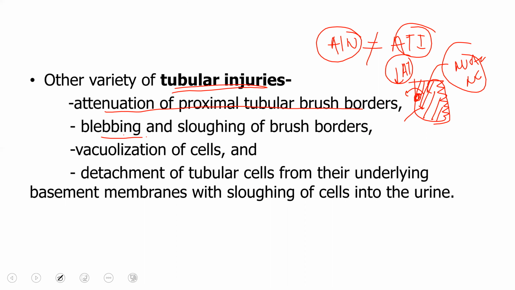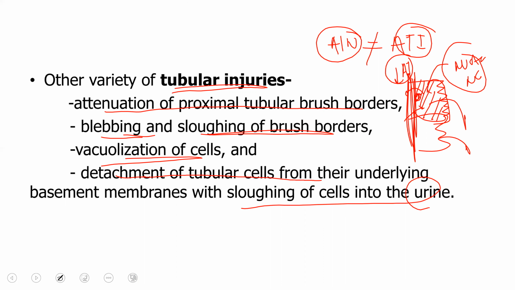There will be blebbing of the cell with sloughing of the brush border. Also there will be vacuolization of the cell, all because of the fact that I mentioned just now. Also there will be detachment of the tubular epithelial cell from the basement membrane. It is attached to the basement membrane, and now they will be detached from the basement membrane, and eventually the slough of cells will appear in the urine, or they can coat the hyaline cast and eventually form the dirty brown granular cast, and that is also pathognomonic.